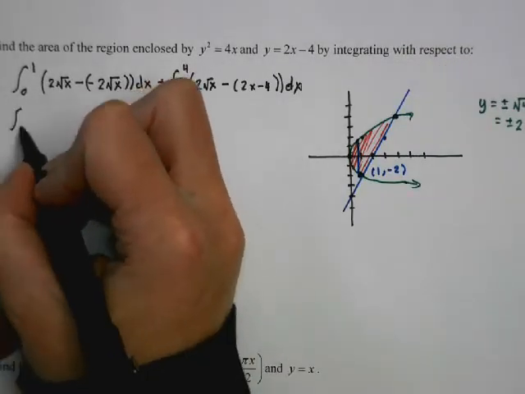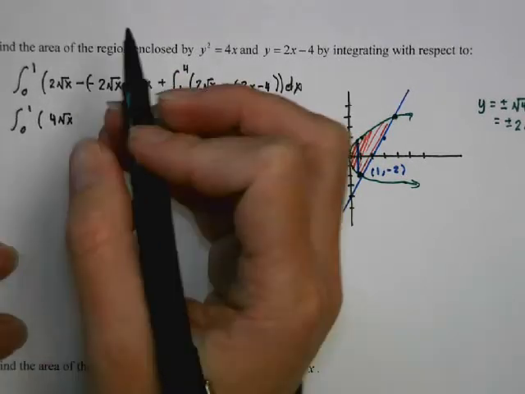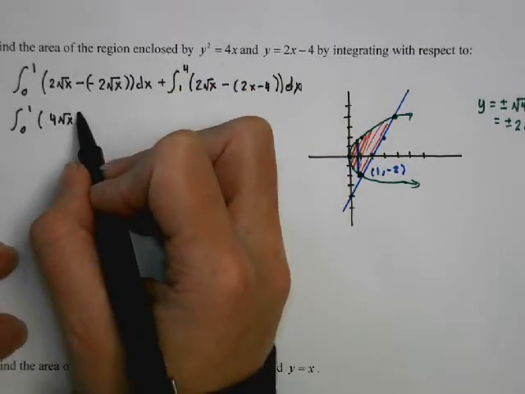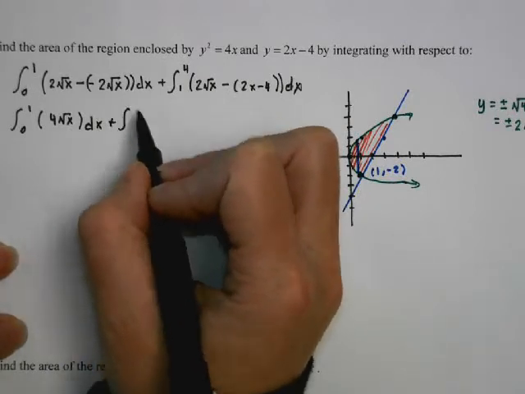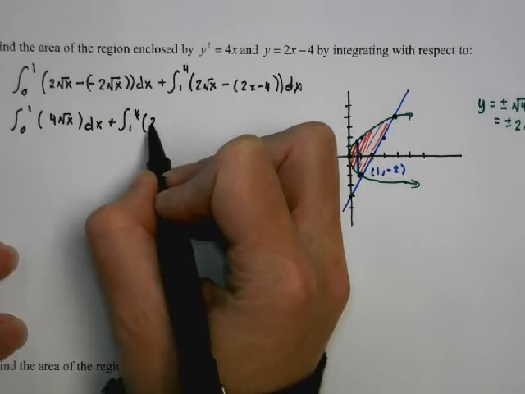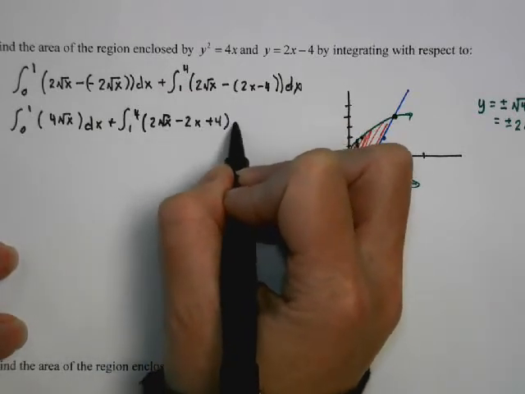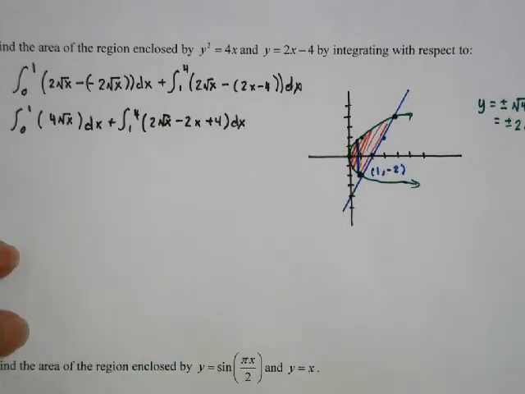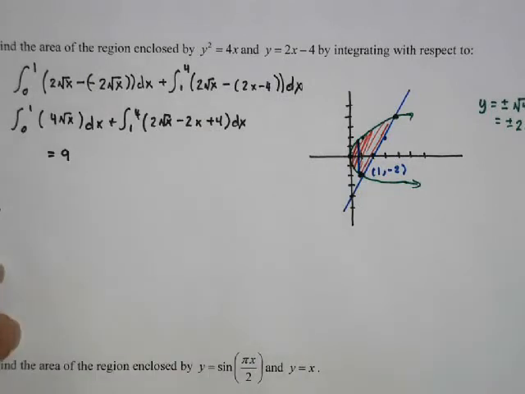Okay, so I'll clean it up a little bit, and then we'll just use the calculator. So this is going to be 4 root x, 2 root x minus 2x plus 4 dx. So if we plug this in the calculator, you get 9.